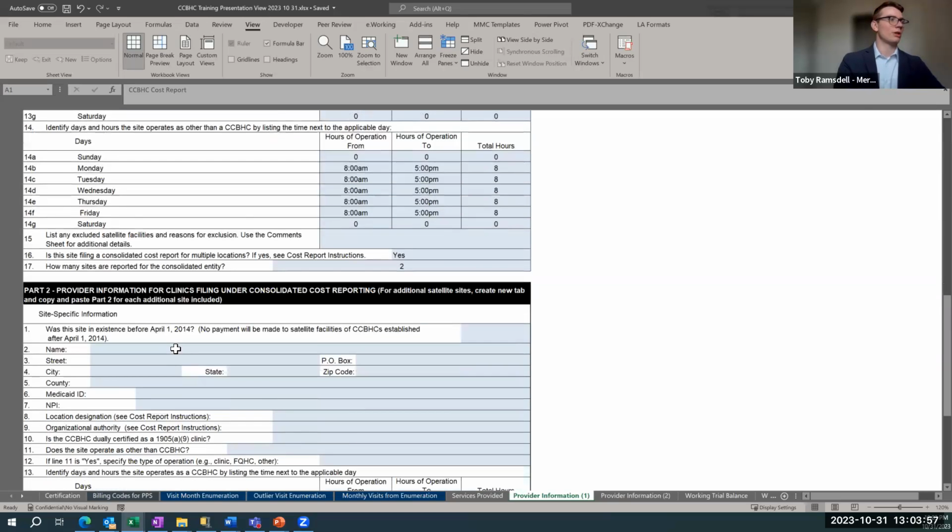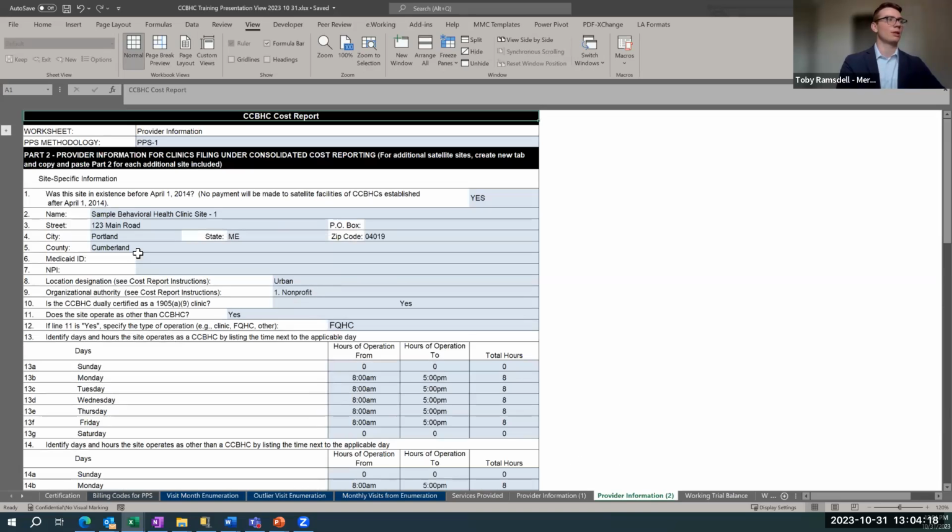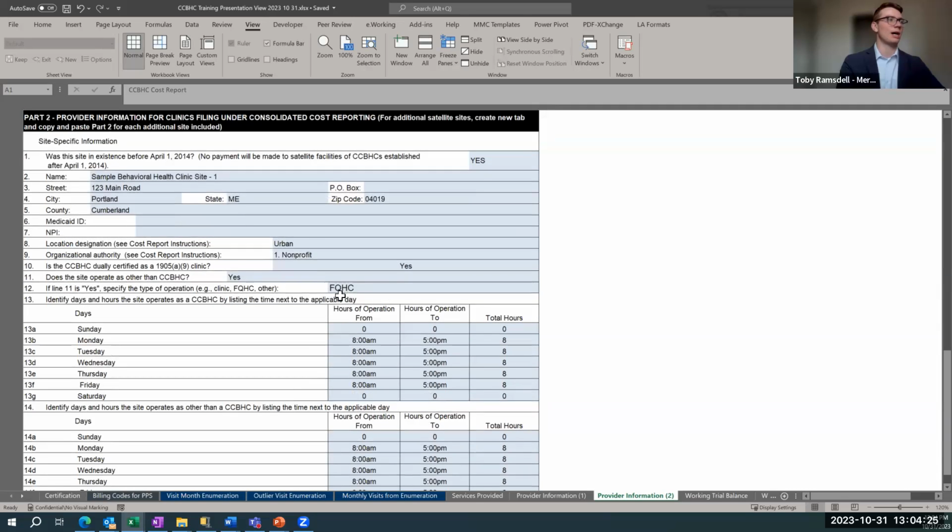The second part of the cost report should be copied and pasted to an additional tab for each additional site that falls under the CCBHC. So CCBHCs may have multiple locations, but it'll receive the same PPS rate regardless of location. So in this example, I've copied part 2 and pasted it to this second tab. And in this case, I have the second location that is dually certified as an FQHC in this example. So that's something we see sometimes.